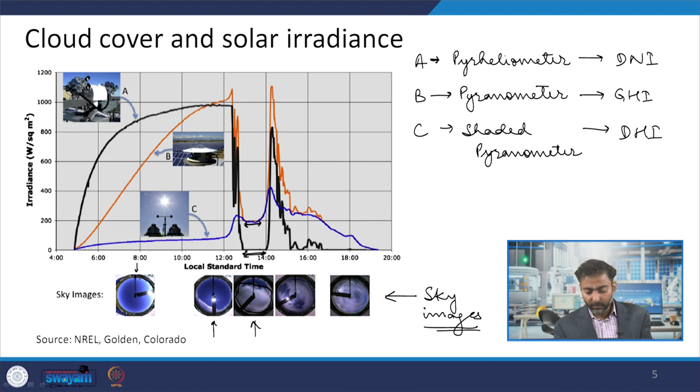And then gradually, as we move further in the day, around 3:30, 4 p.m., you can see the clouds have scattered a little bit.